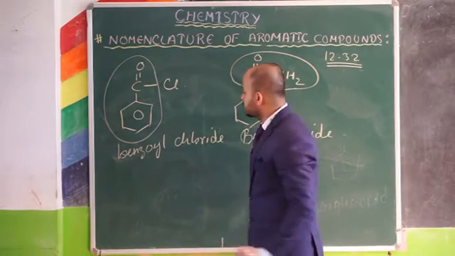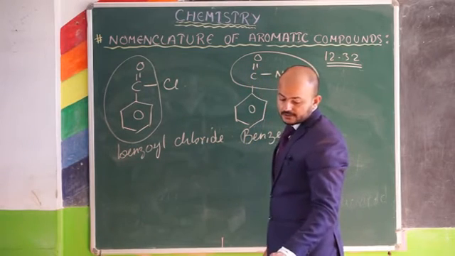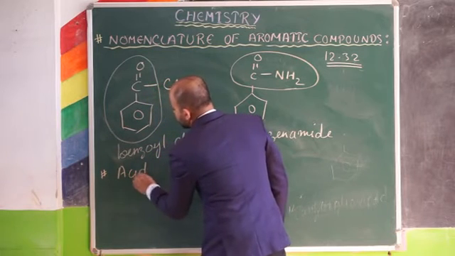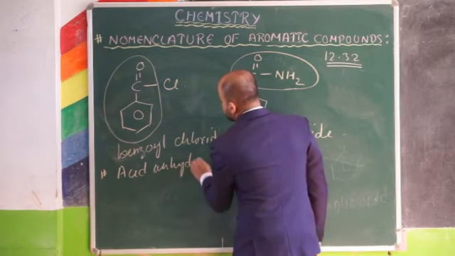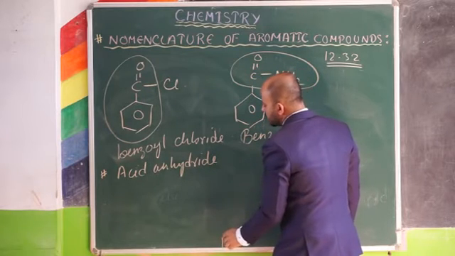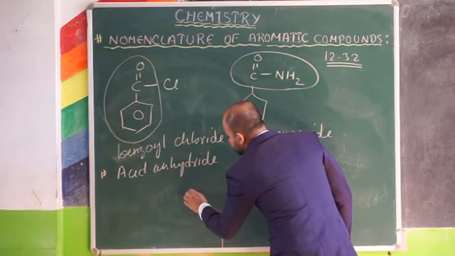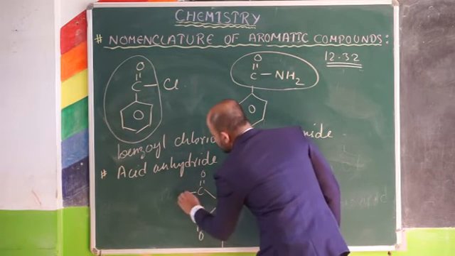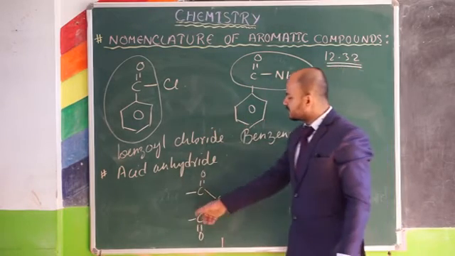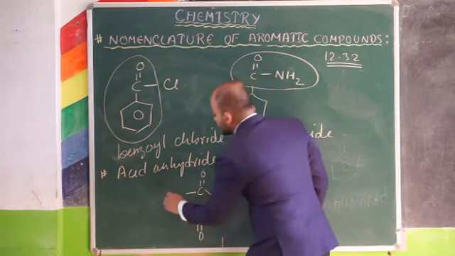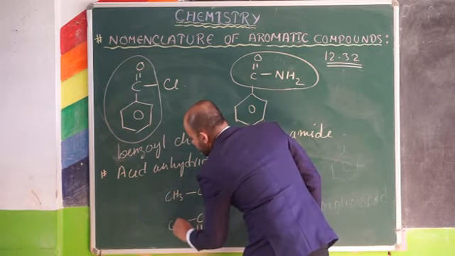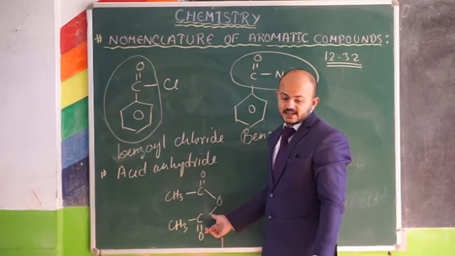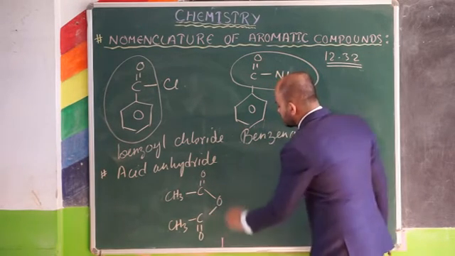Similarly, you have acid anhydride. Say you have acetic acid. Now we are discussing acid anhydride. So in acid anhydride, you have C double bond O, C double bond O. Okay, this part is the anhydride part. Whenever it is bonded with CH3 on both sides, then this is acetic anhydride.